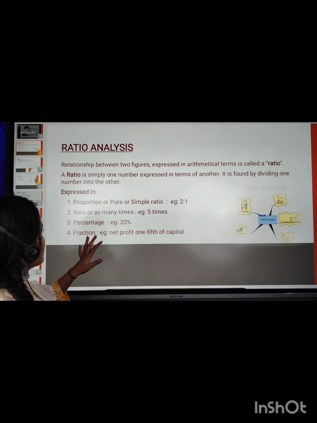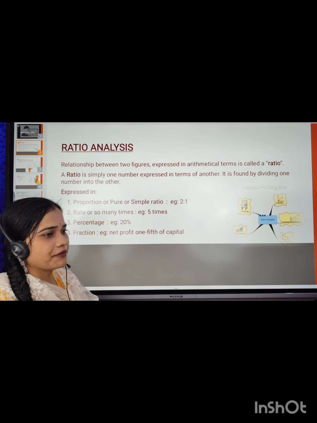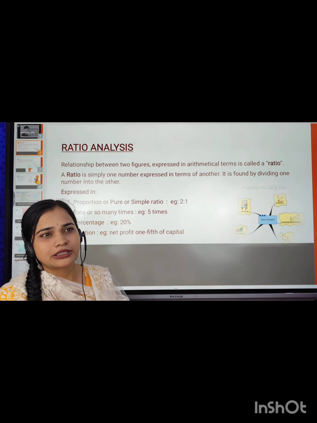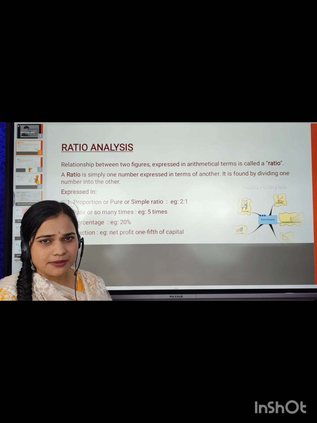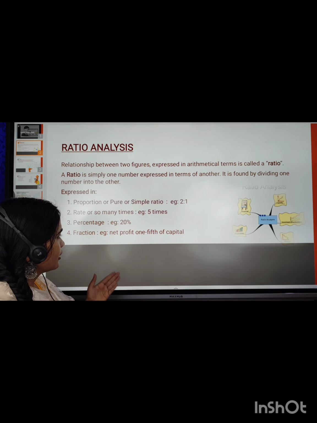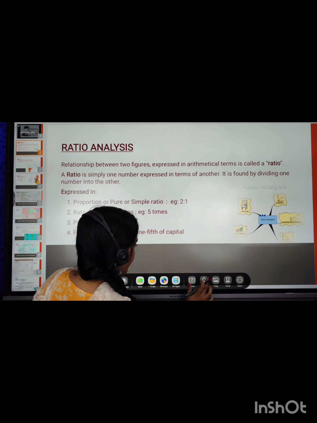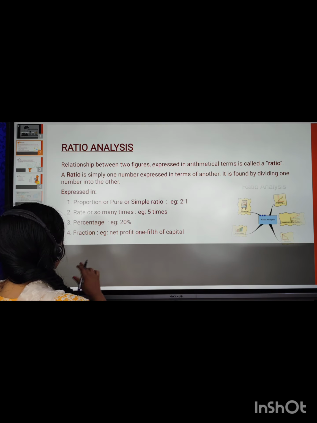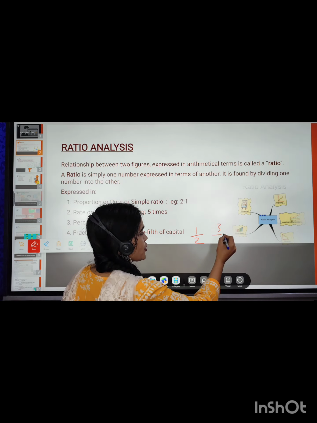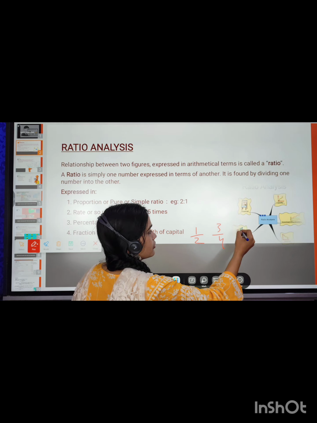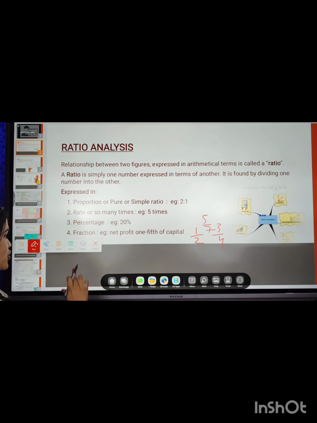And ratios are of many types. For example, we can give a ratio as 5 times, 4 times, 3 times, like this. And percentage form, for example 20%, 50%, 60%. And the fourth one is fraction, like net profit or 1/5 of capital, or like 1:2, 3:4, 5:7, like this. It is in the fraction form.